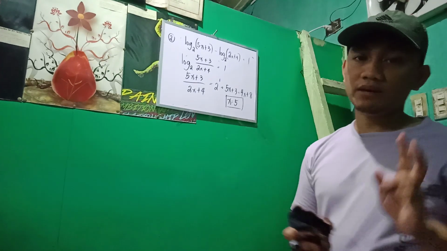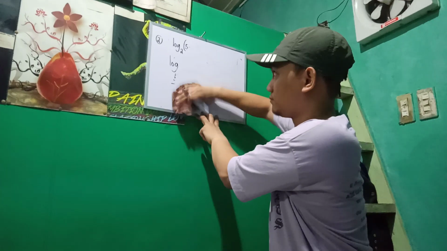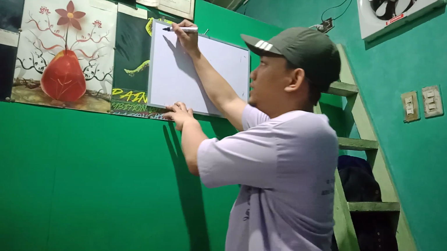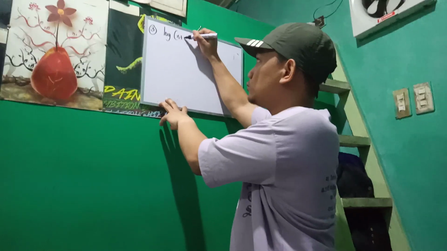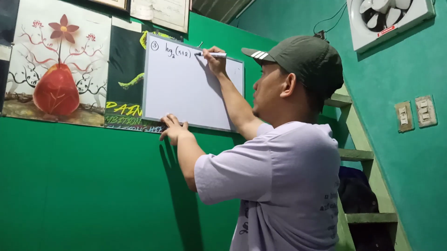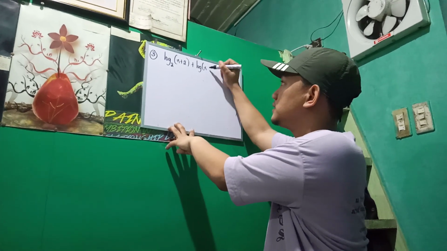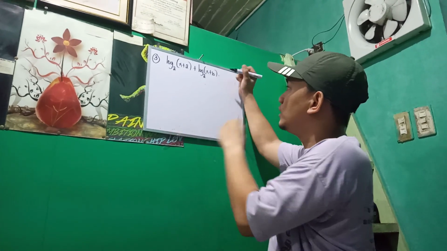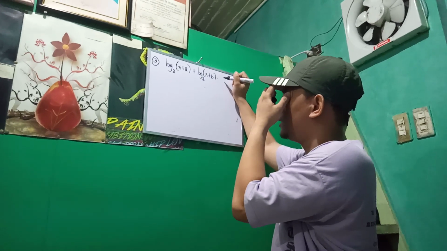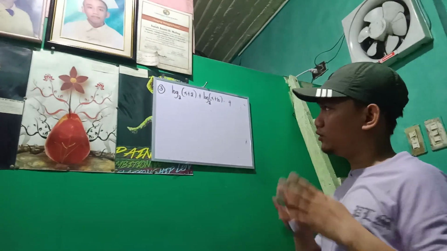Example number 3. So, isang example pa guys para at least mas may maunawaan natin. So, try natin. What if ganito yung given? Number 3. Logarithm ng x plus 2 base 2 plus logarithm ng x plus 10 base 2 equals let's say for example is 4. So, paano natin gagawin yan? Ay, wait lang. Double check natin yung given.